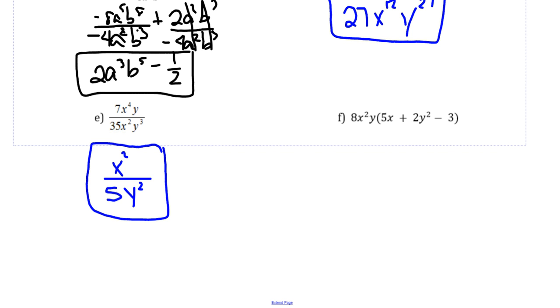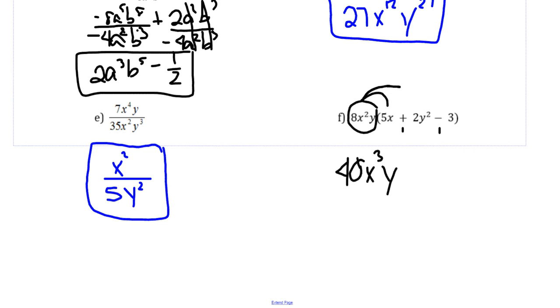Lastly, I have a monomial outside of a set of parentheses. Okay, so in here we've got a trinomial because I've got two addition subtraction signs, so this is going to split us up into 3 separate terms. And I want to distribute the monomial outside to each term. So first I'm going to multiply 8x squared y times the 5x. That's going to give me 40x to the third y.